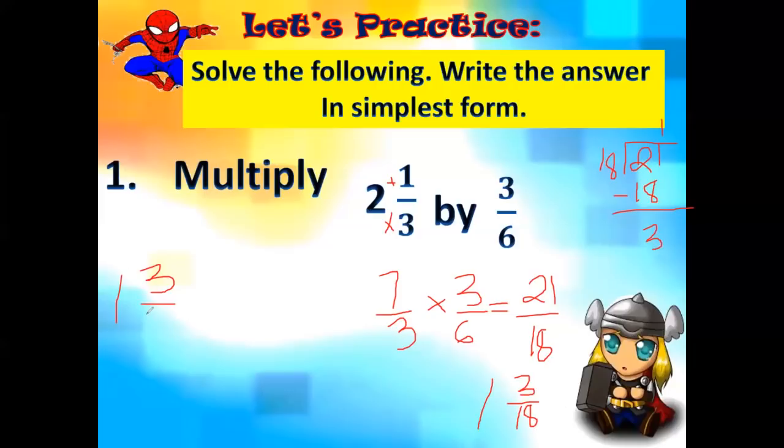So 3/18 could be divided by 3. So 1 will stay as 1. Okay, so just simplify your fraction. So divide it both by 3. This 3/18 divided by 3. So 3 divided by 3 is 1. 18 divided by 3 is 6. So the final answer is 1 and 1/6.